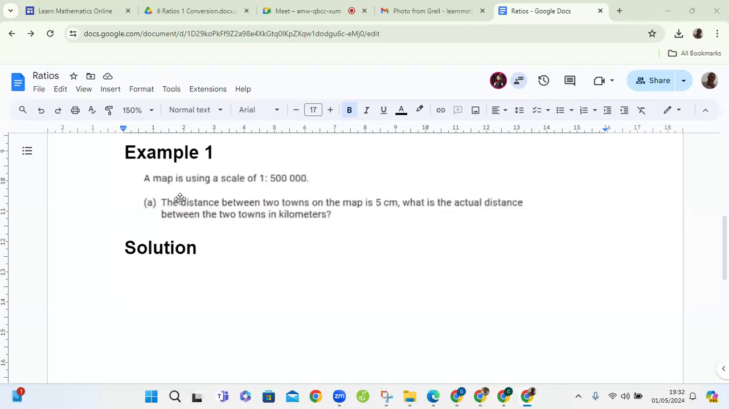Okay. And it says a map is using a scale of 1 to 500,000. So therefore, it means that 1 unit on the map, on paper, is 500,000 on the ground. Okay, so 1 on the map is 500,000 on the ground. The distance between 2 towns on the map now is 5 centimeters. What is the actual distance between the 2 towns? Now, intuitively, you may know what to do, but I'm going to show you how you can use the 4-step process to rapidly get your answer.